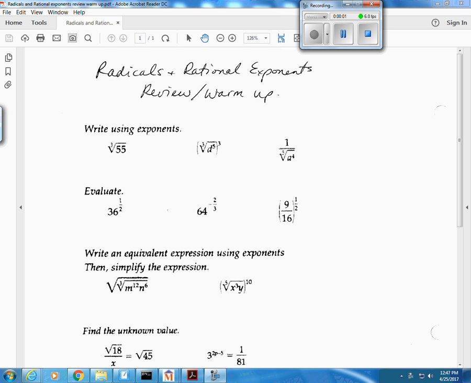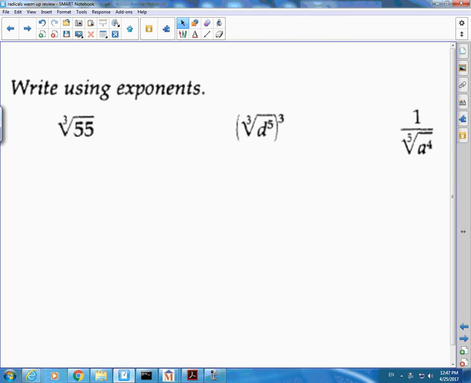So today we're going to go over a little review we did as the warm-up today because we're heading towards a test in radicals and rational exponents tomorrow. And basically, if you can do everything on this sheet, tomorrow's test should be pretty easy.